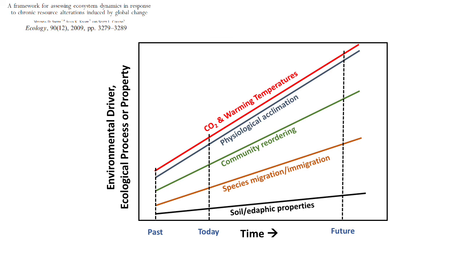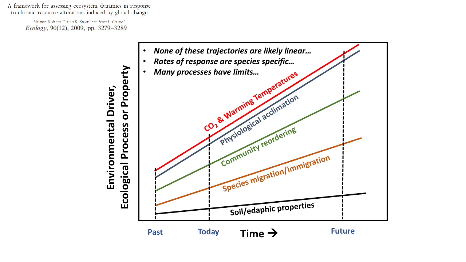And in the future, we can expect these mismatches in the timing of responses to the environment to be even greater. And again, what the consequences of these are is really a key question. Of course, it's important to remember that none of these trajectories I've drawn here are actually linear, that the rates of these responses are going to be very species specific, and that some of these responses actually have limits at some point, where they would not continue to change.